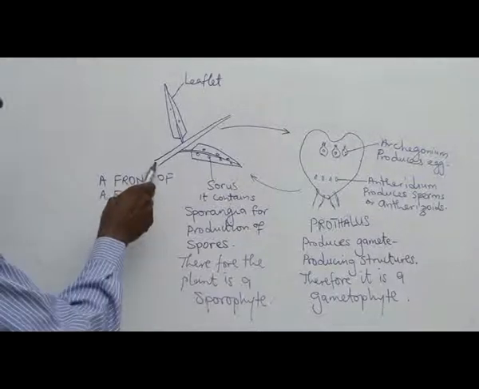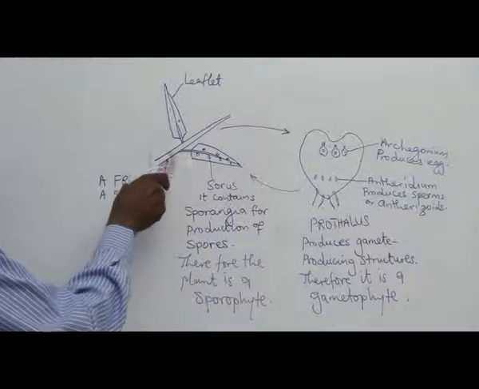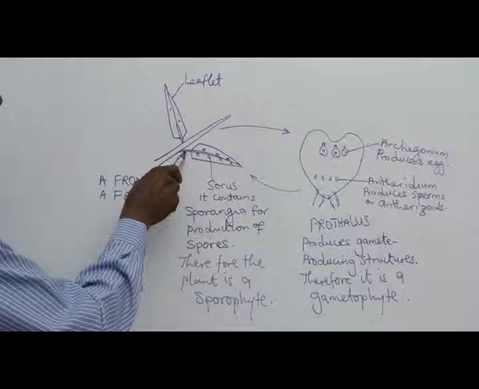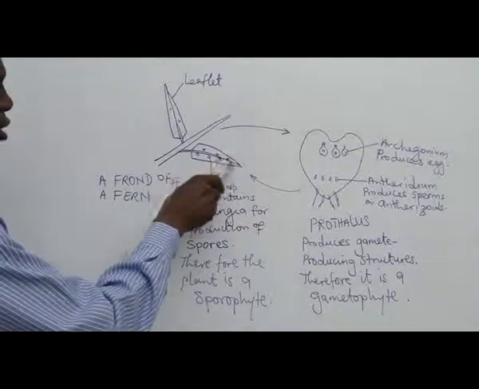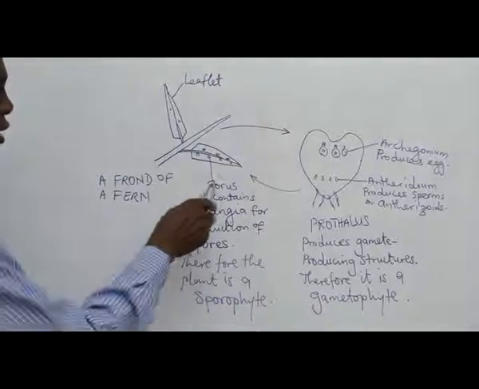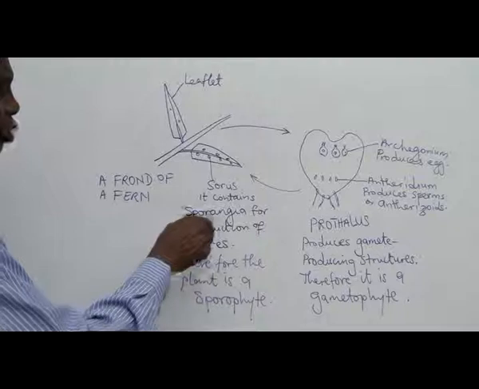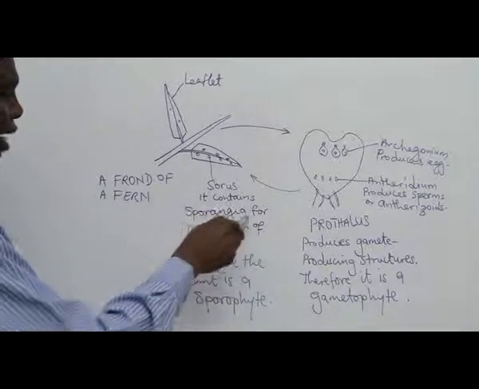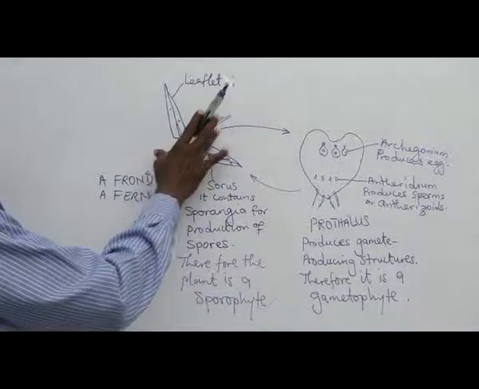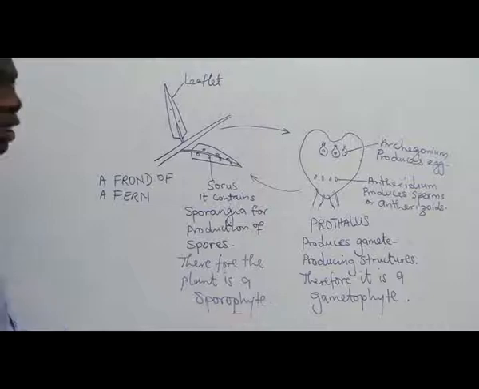The main plant, fern, bears leaves, compound leaves. This is a frond, bearing leaflets. Now, these leaflets bear structures called sori, one of them, sorus. These sori contain structures inside called sporangia, and these sporangia produce spores. Because these plants produce structures that produce spores, the plant becomes the sporophyte.